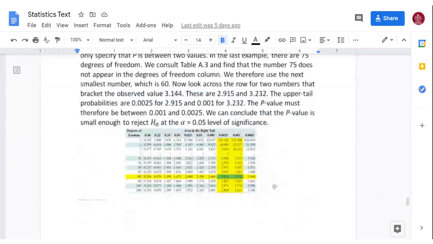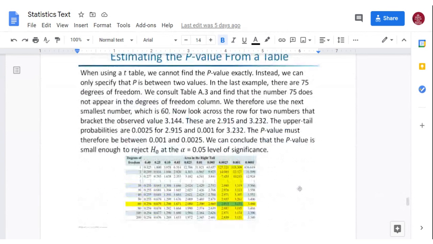Now, hopefully you don't have to do too much of this because it's kind of a pain in the neck, but I'll just mention it. You can estimate a p-value from a table, but the problem with the table is you have these in-between values. In this case, it was the same thing, the 75 degrees of freedom.